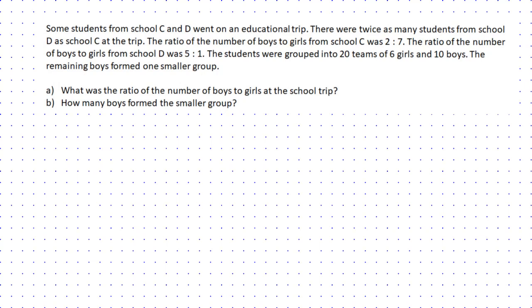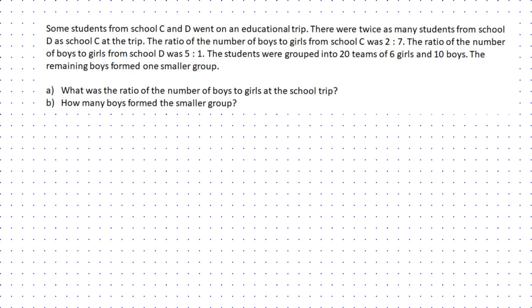Hi there again. So this question is a primary 6 mathematics question based on ratios. So the question says a certain number of students from school C and D went on a trip. It says there were twice as many students from school D as school C at the trip.